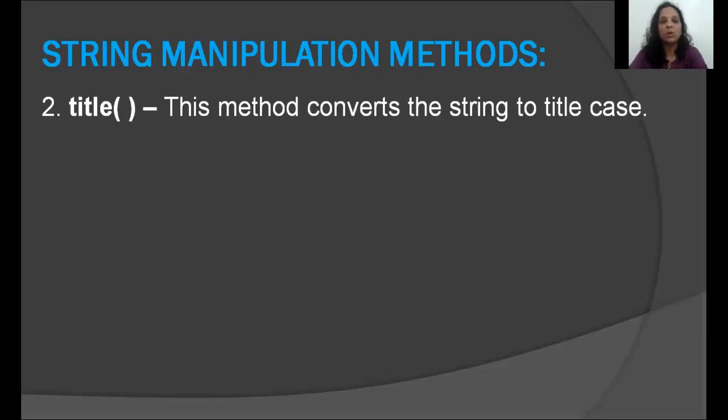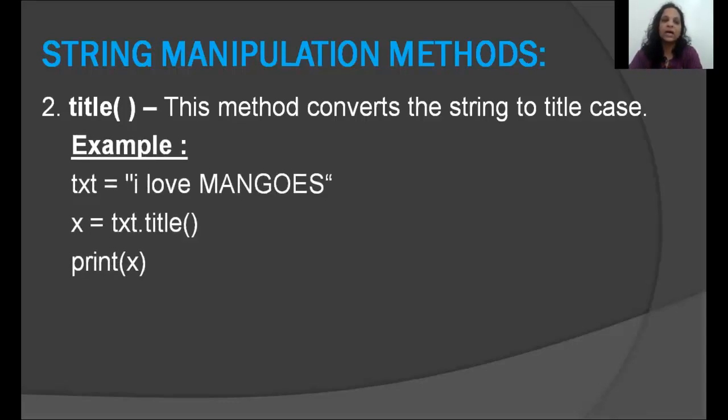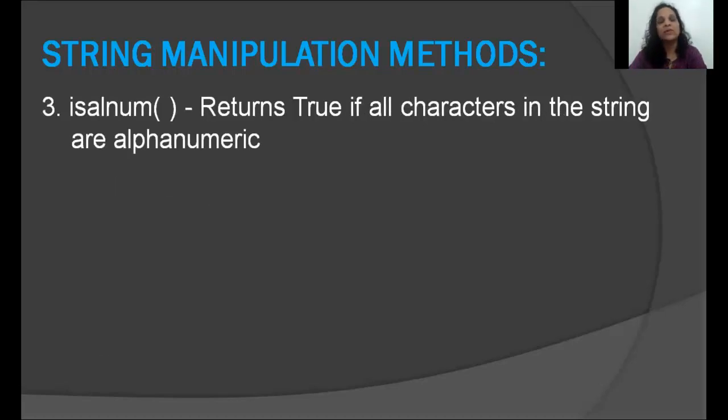The next function is called the title function. It changes the string to title case. Now what do you mean by title case is that the first letter of every word is going to be capitalized, and all the others are going to be in lowercase. For example, I have I love mangoes as my string. I will be capital, L will be capital, and M of mangoes will be capital. Rest everything is going to be converted to small letters. So you see the output there. Clear? Okay.